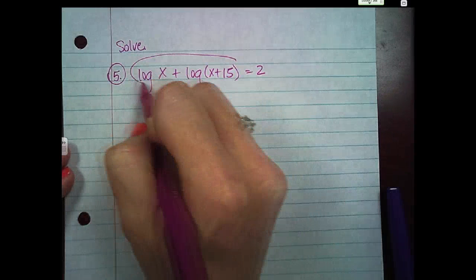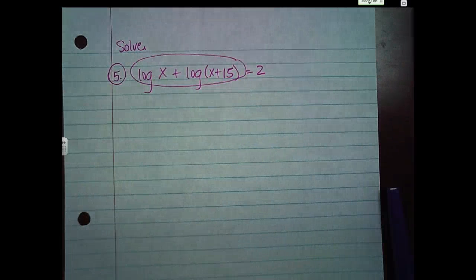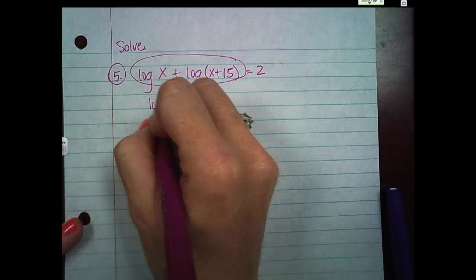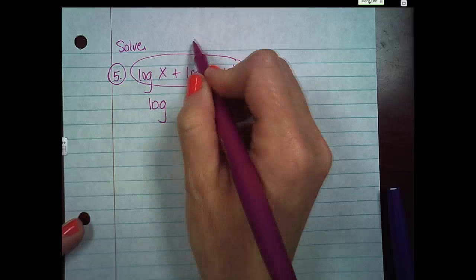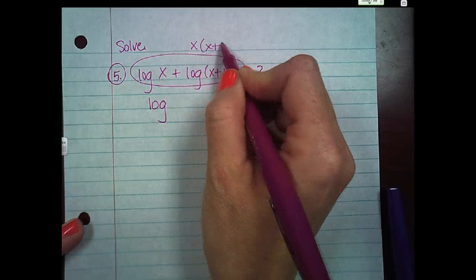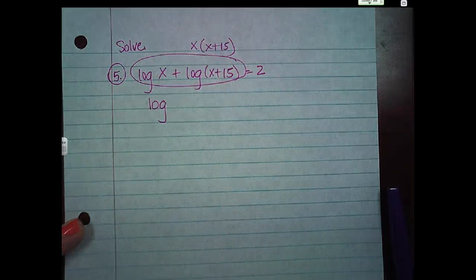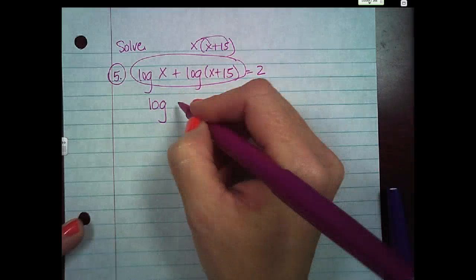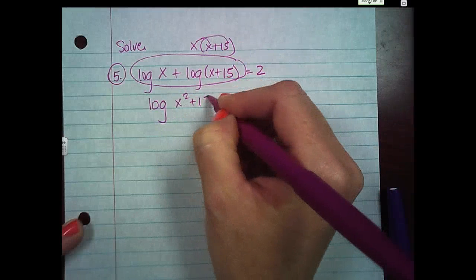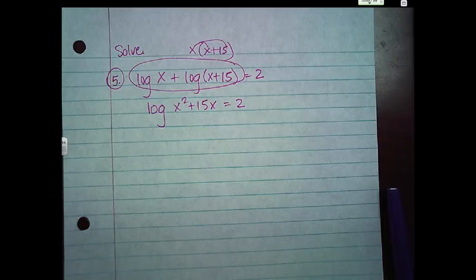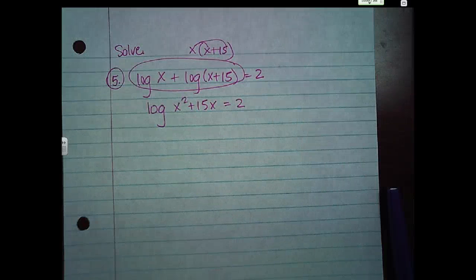So you're going to combine these. What does plus mean? Multiply. So technically I have log, right? And I'm going to take an x times an x plus 15. And I'm going to distribute, which gives me x squared plus 15x. And it equals 2. And really what ends up happening, you guys, is now it's just like the warm-up that we just did. It just took us one extra step to get to the warm-up.